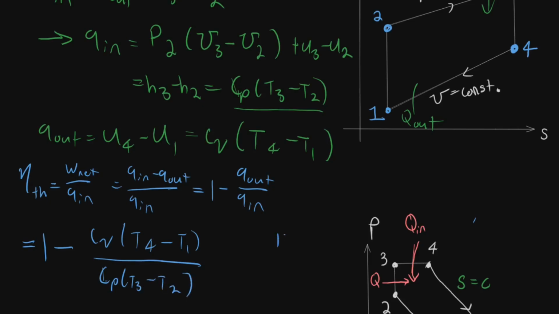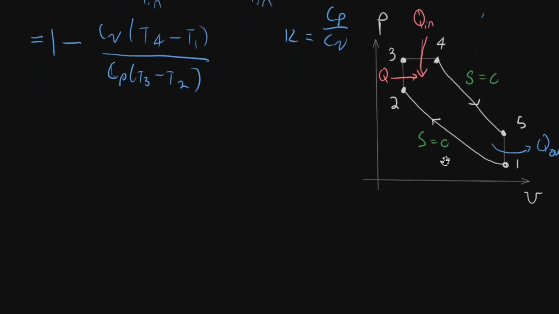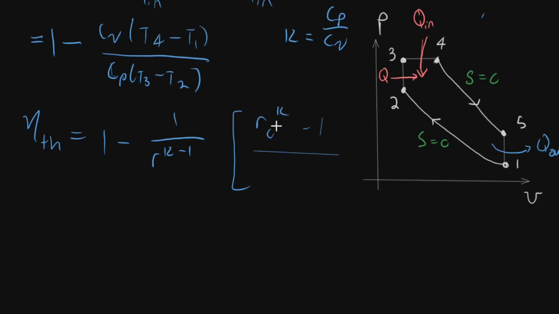And now if we use the fact that K is defined as the ratio of CP to CV, we can get rid of these and we can just put a 1 over K. And then we do the same thing where we pull out the T1 and the T4, and we use our isentropic equations. If you do all that, what you would get is that the thermal efficiency in terms of our ratios is equal to 1 minus, this one's a lot more complicated, 1 over R to the K minus 1 times RC to the K quantity minus 1 all over K times RC minus 1.